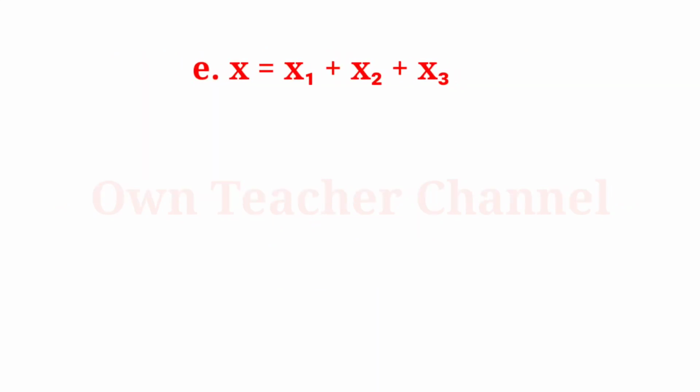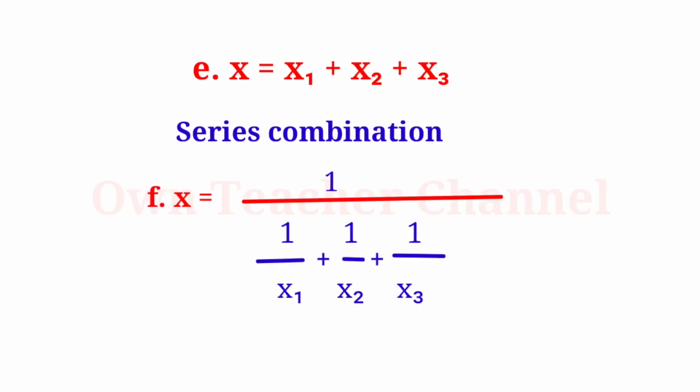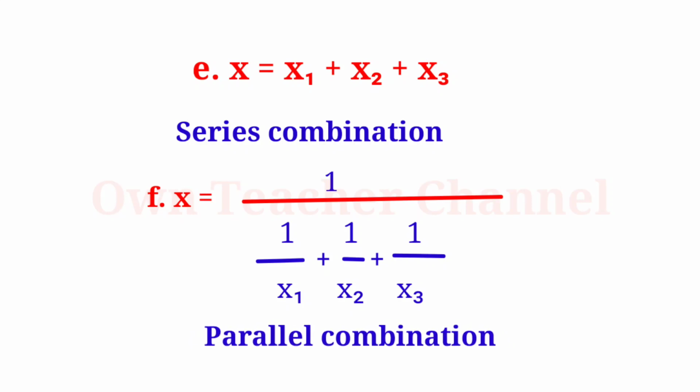E. X is equal to X1 plus X2 plus X3. Series combination. F. X is equal to 1 upon X1 plus 1 upon X2 plus 1 upon X3. Parallel combination.